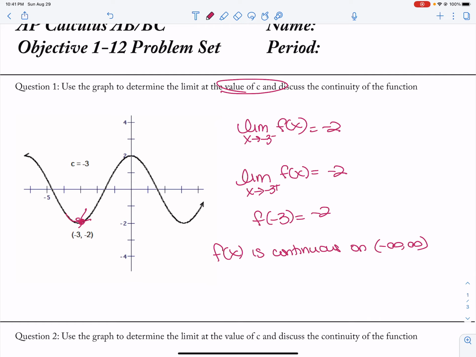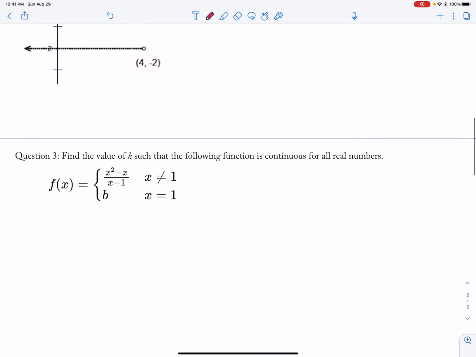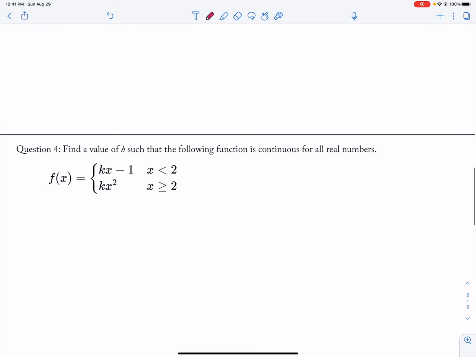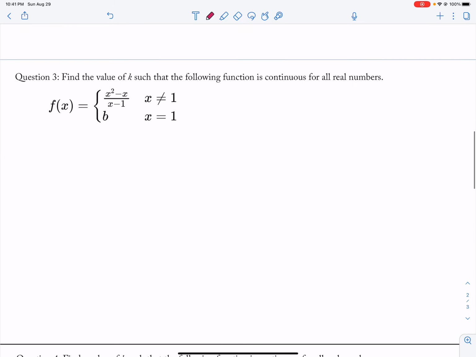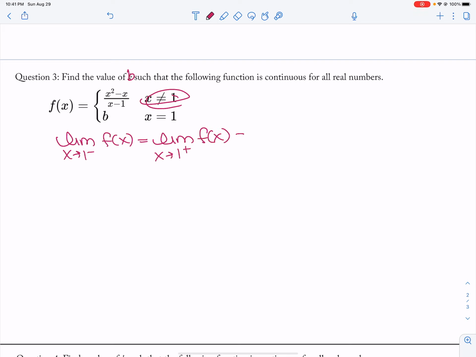Okay. All right. Now, if I look at question 3, and it is similar to question 4, what College Board likes to do is ask you to find the value of, in this case, b, so that the function is continuous. So we're going to force continuity. What that means is that the limit as x approaches 1 from the negative side of f of x has to be equal to the limit as x approaches 1 from the positive side of f of x, which also has to be equal to f of 1.